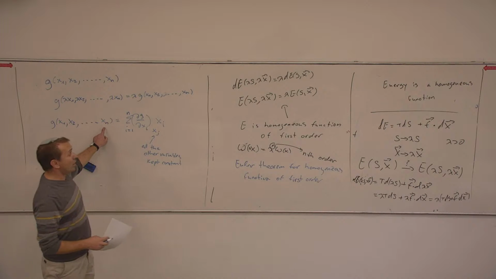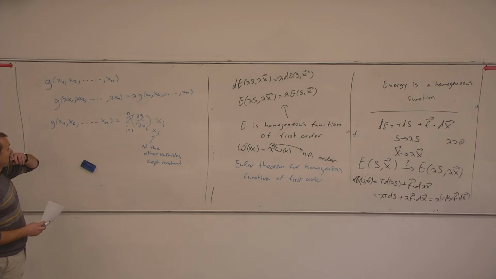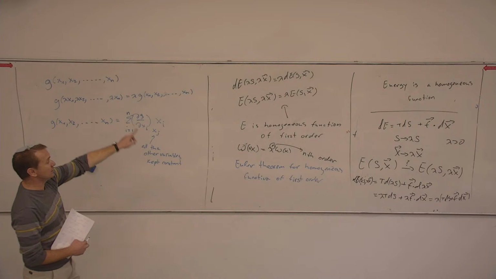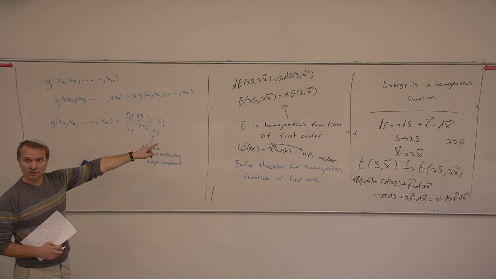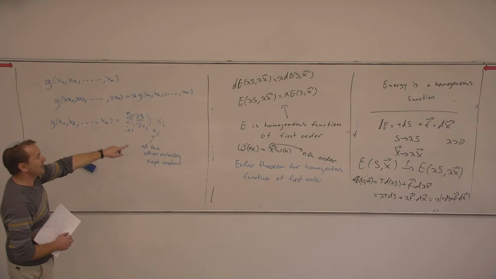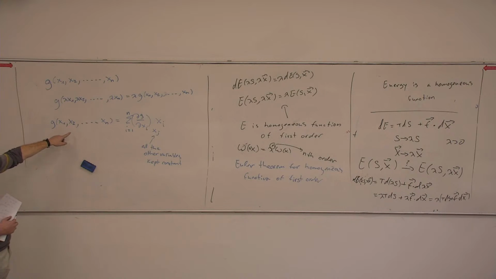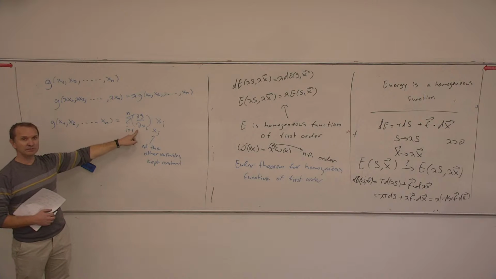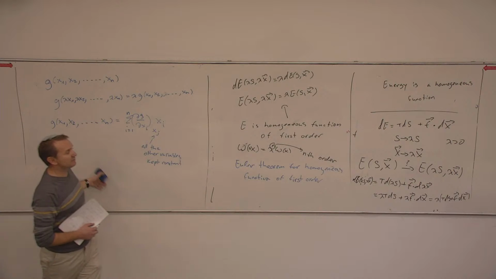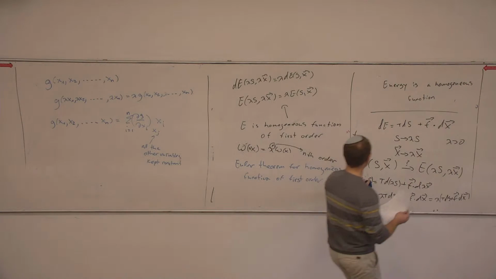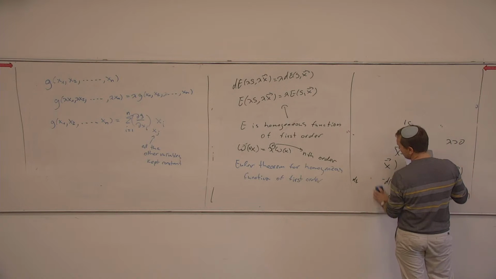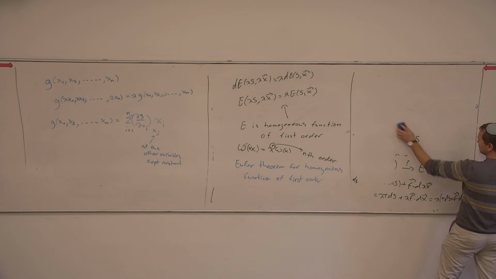Now, from this statement, I know something very general about my energy. If energy is a homogeneous function of first order, I can describe my energy in terms of the derivatives with respect to the extensive variables. Okay? So we apply this Euler theorem for homogeneous functions to energy.